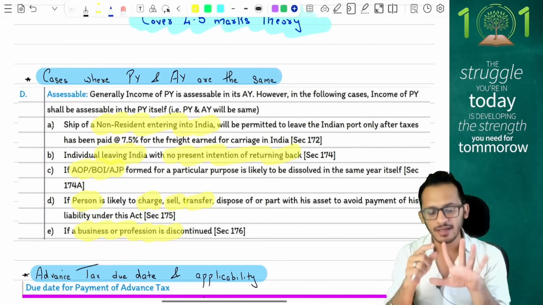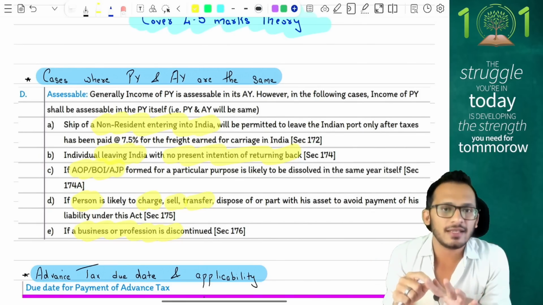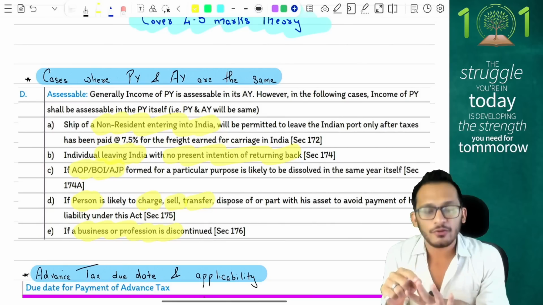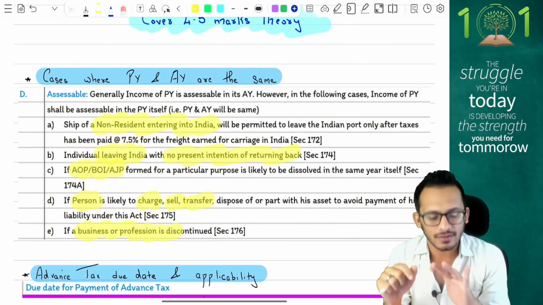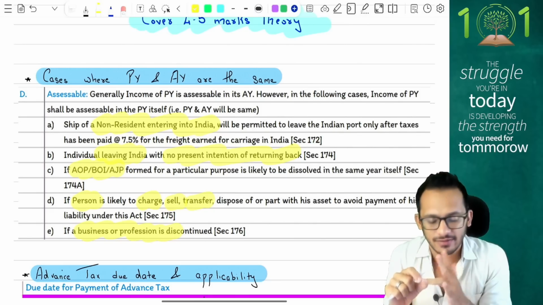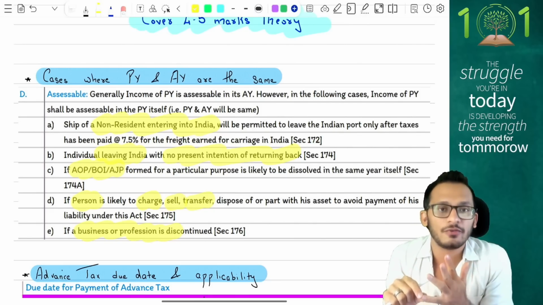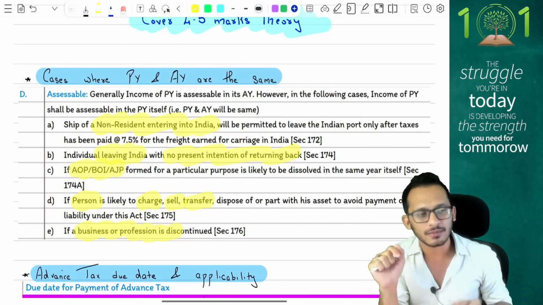What are the 5 cases? A ship of a non-resident which is coming from outside India to India. Any individual who is leaving India with no intention of coming back. If you're having any AOP, BOI or AJP which is formed in the current year and is dissolved in the same year. If you're going to have any business or profession which is discontinued in this previous year. And if you're planning to sell off any of your assets with an intention to evade taxes. 5 cases where your PY and AY will become the same.